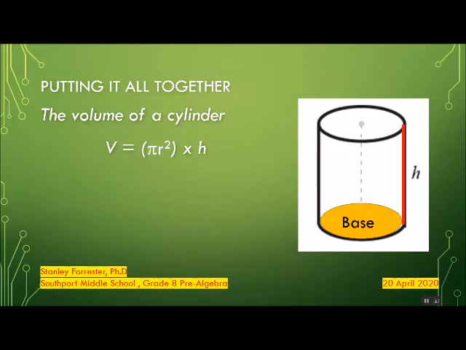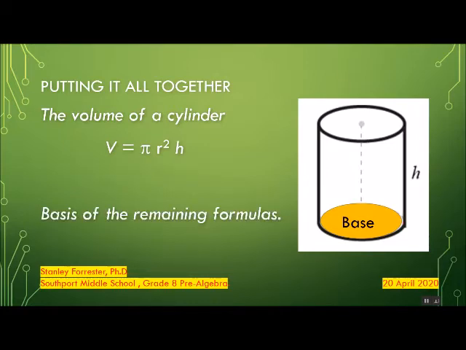Where the base was, that area of the base, we're going to plug in the area of a circle. So volume of the cylinder is pi r squared h. Okay, so why is that important? I'm going to ask you to memorize that. But why is it important? Because it's the basis of all the remaining formulas we're going to work with in this unit.